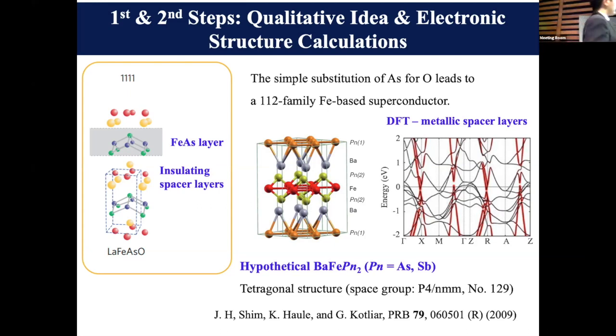So from the DFT calculation, we also found that it has a metallic spacer layer. It is quite unique because the other iron-based superconductors have an insulating layer. So our question is whether the metallic layer affects the superconductivity. If it does, then the mechanism of the superconductivity is related to the charge fluctuation. And otherwise, it supports the spin fluctuation mechanism. So this is our motivation to do the material design in the 112 compound.